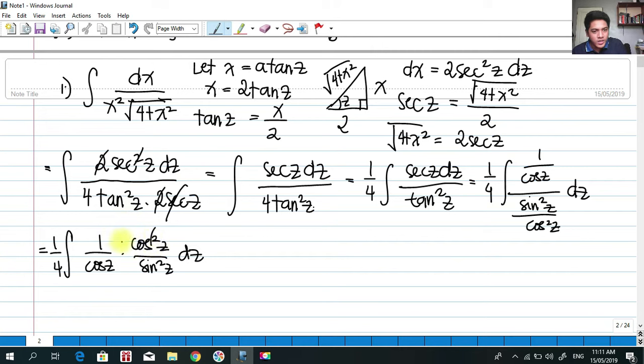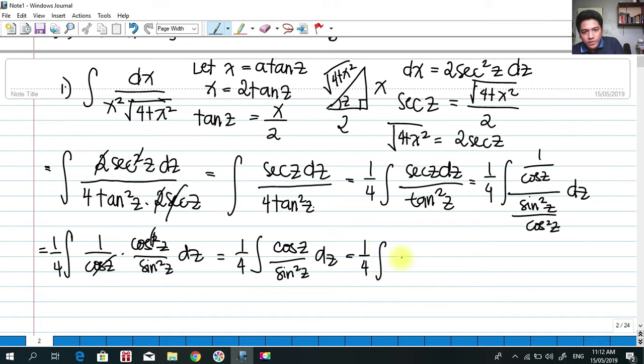As you can see here, one cosine will cancel. So we are left with 1/4 integral of cosine of z over sine squared z dz. And this is a pretty straightforward integral. If we rearrange this, we have 1/4 integral of sine z raised to negative 2, multiplied by cosine of z dz.